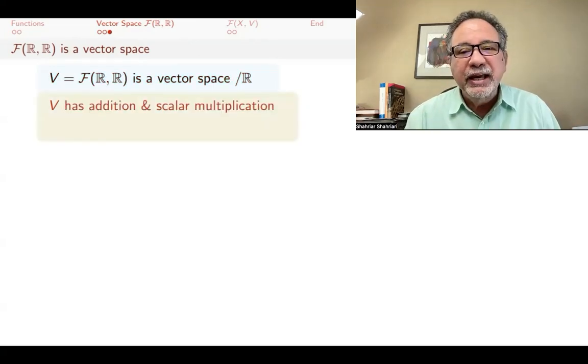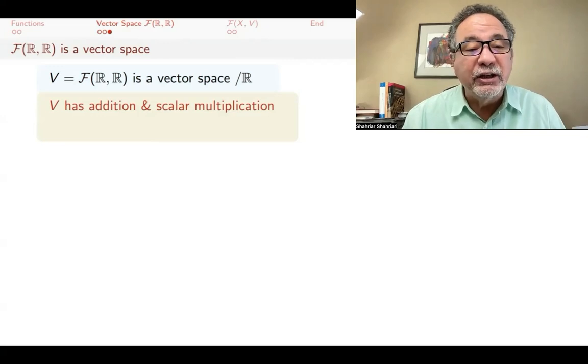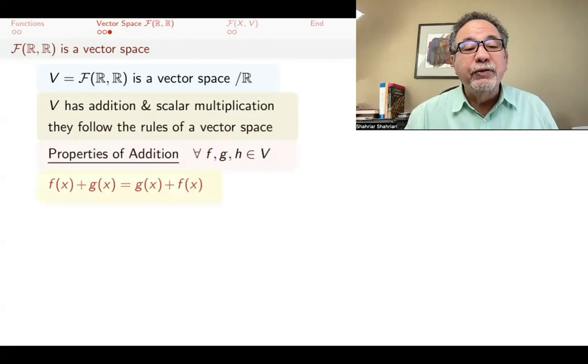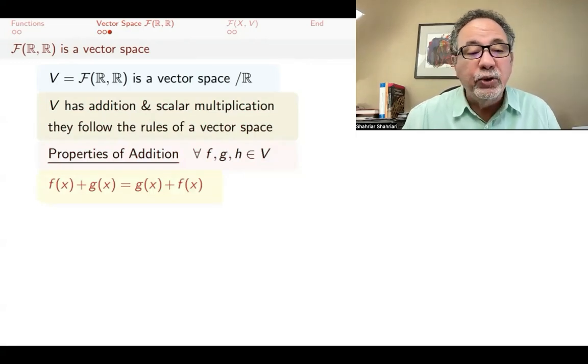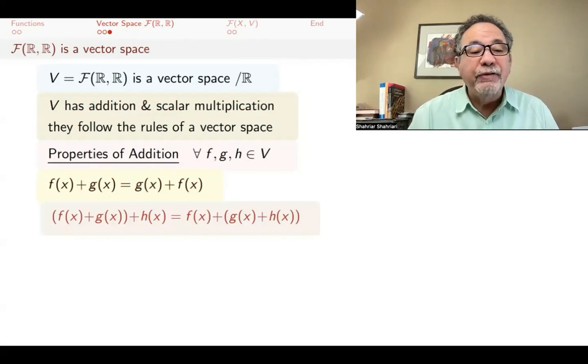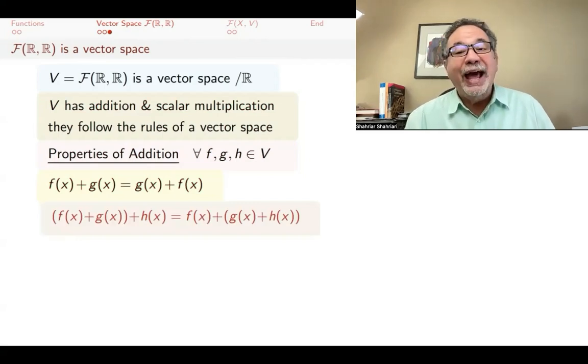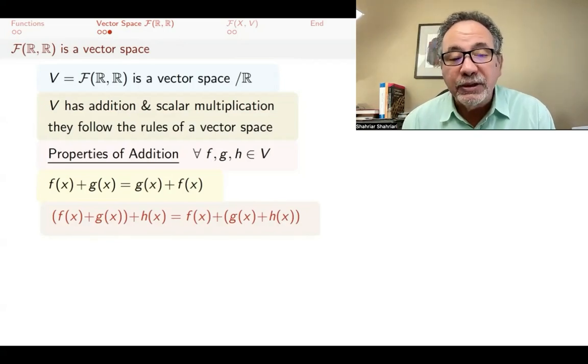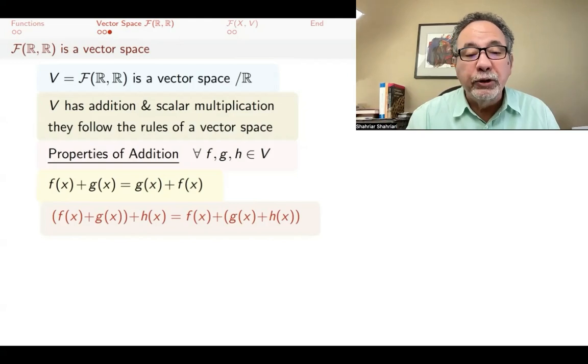What does it mean to be a vector space? It means that you have addition and scalar multiplication, and they follow the rules of a vector space. And what are those rules? If you have two functions f and g, it doesn't matter which way you add them. It's commutative. It's also associative. f of x plus g of x, if you add those, and then add h of x, that's the same as if you take f of x and add it to g of x plus h of x. It doesn't matter which way you put those parentheses.